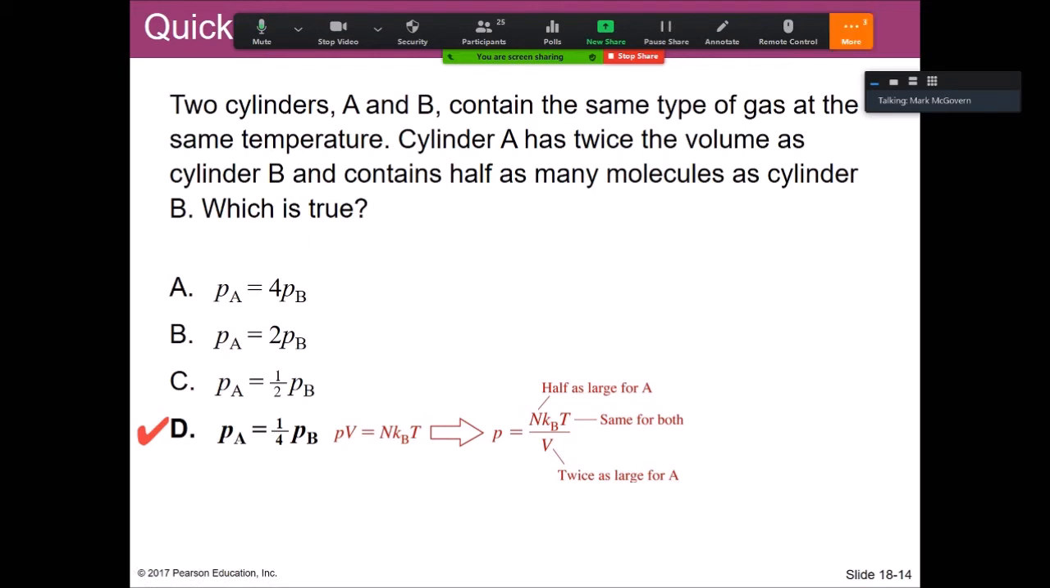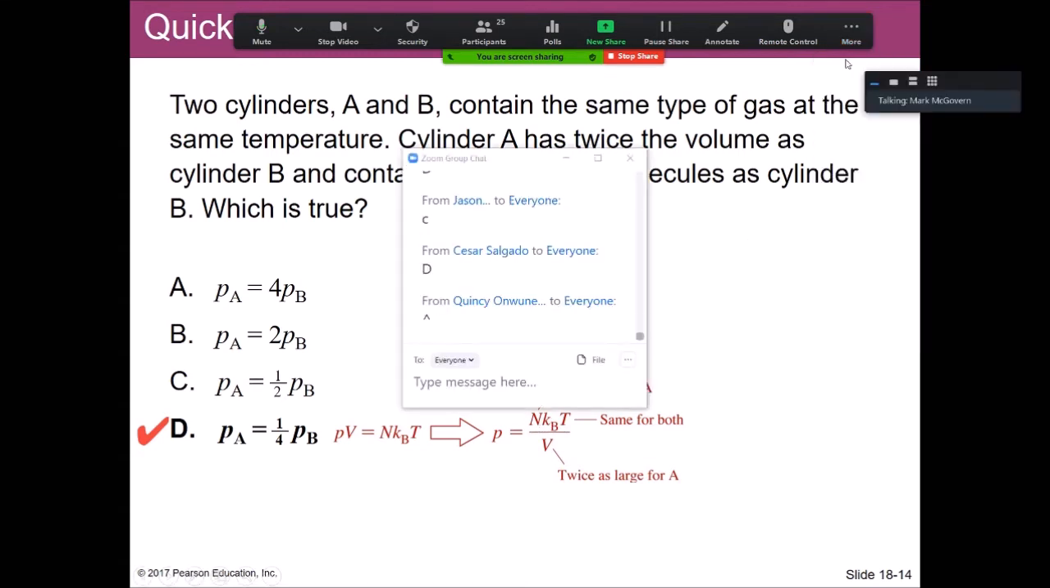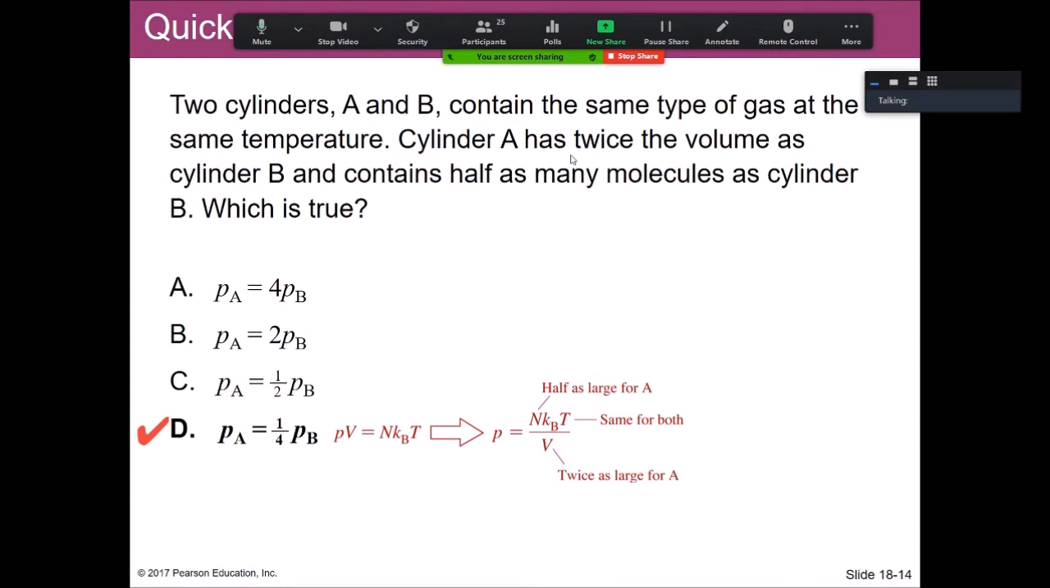And the temperature doesn't change, and the laws of physics are not changing, so k_B is the same. We may have problems where we go to a different universe and have to solve physics problems. That will be later in the class. I'm just joking. No, it's not. Anyway, so two factors of 2. Both are contributing to making the pressure lower.